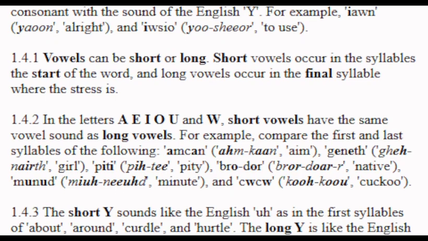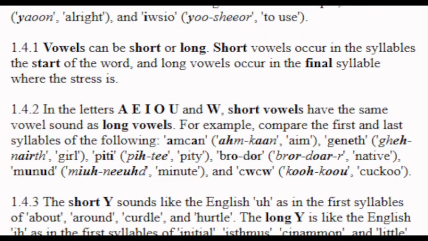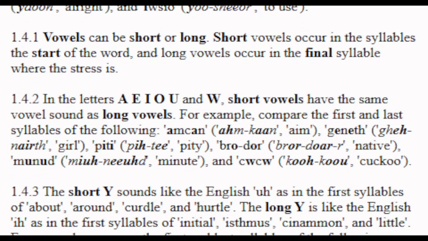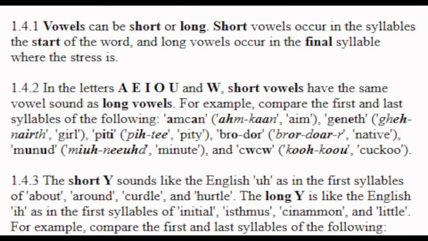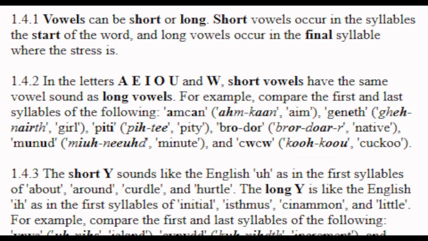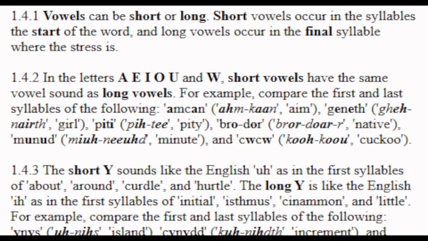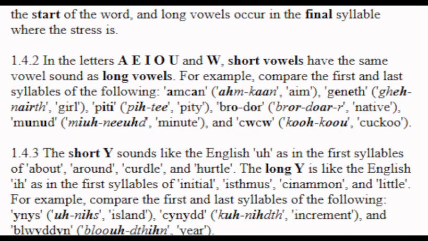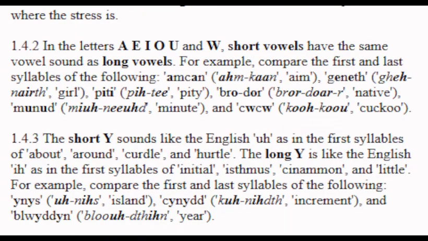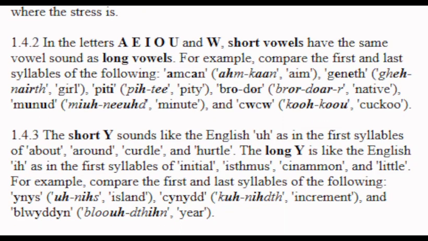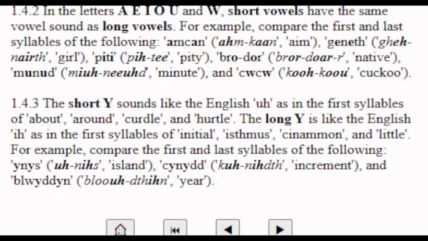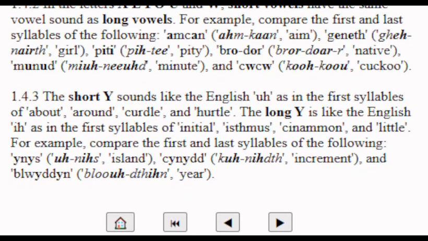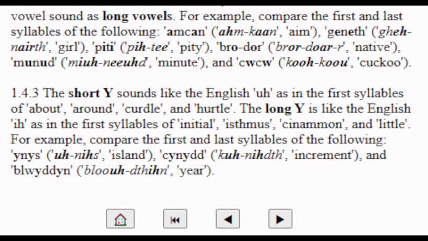The short Y sounds like the English 'a' as in the first syllable of about, around, curdle, and hurtle. The long Y is like the English 'i', as in the first syllables of initial, isthmus, cinnamon, and little. For example, compare the first and last syllables of the following: ynys, island; cynnydd, increment; and blwyddyn, year.